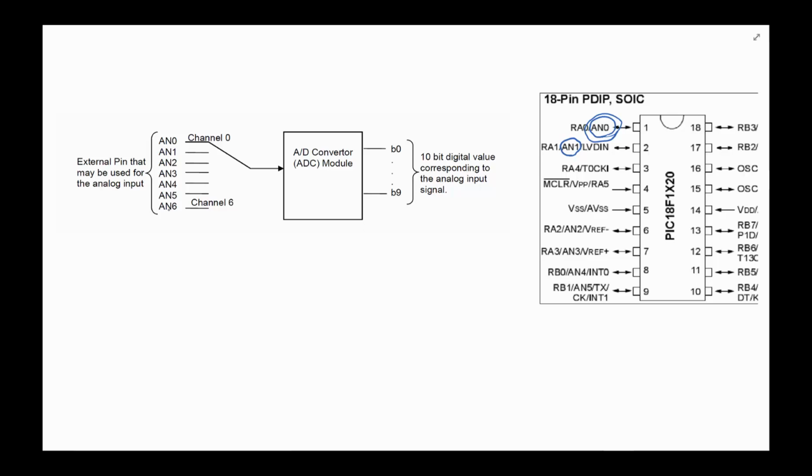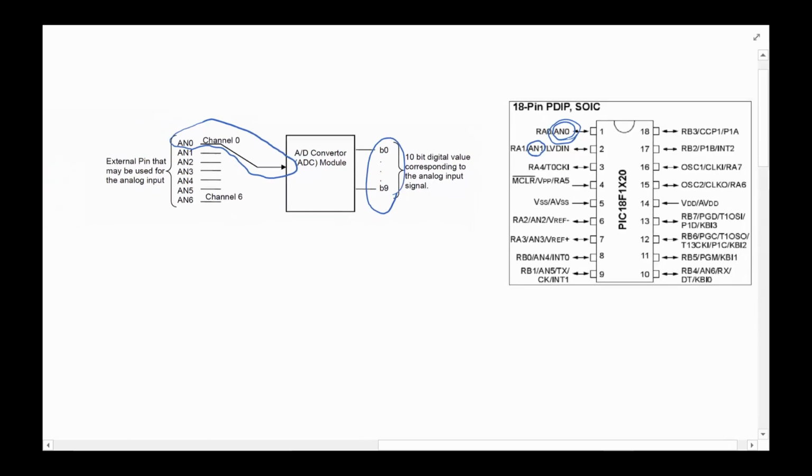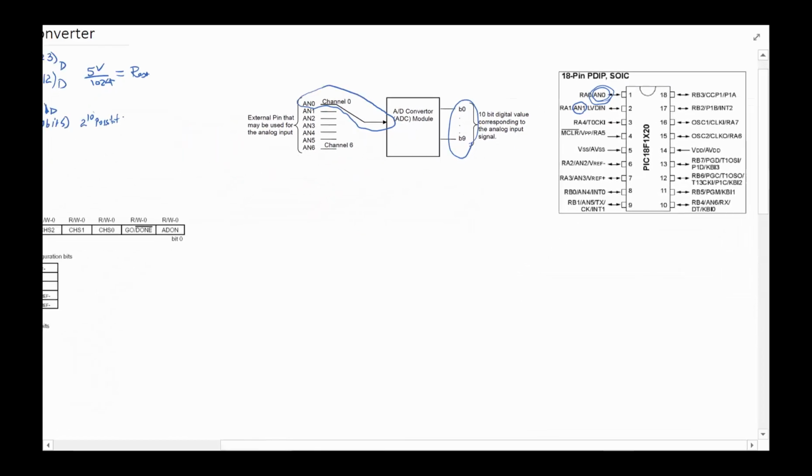Okay, so for the rest of this example, we're going to assume our input is being picked up and brought in on pin AN0, and then, as I mentioned before, we have 10 bits that represent the voltage across here. Now, we have lots of different ways we can configure our A to D converter.